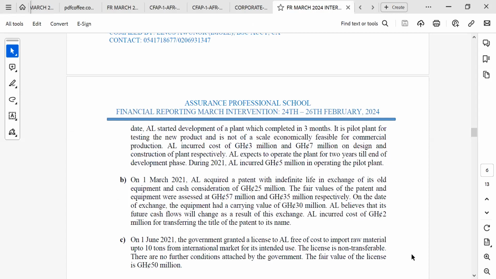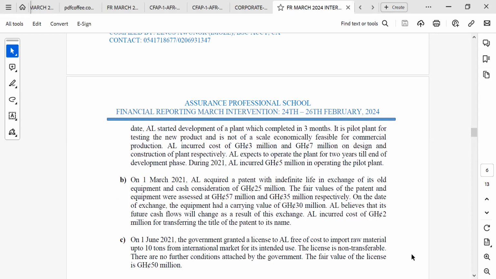Will there be any gain to be recognized on the equipment that we are exchanging? Will there be any gain? 35 against 30. Yes, a gain of 5 million that the company will be recognizing. So that gain should be recognized in profit or loss.